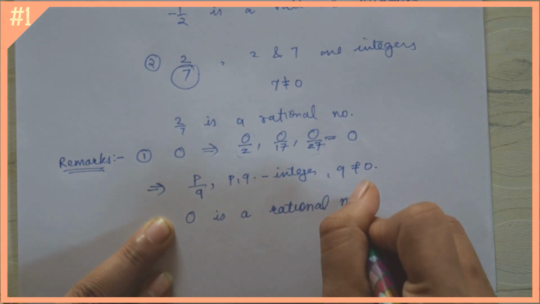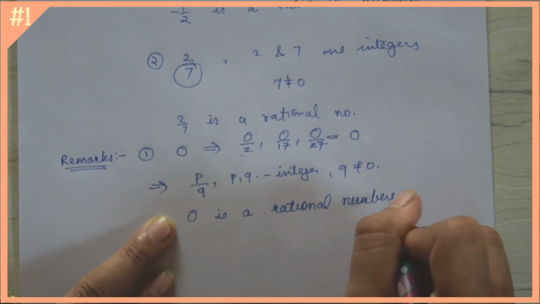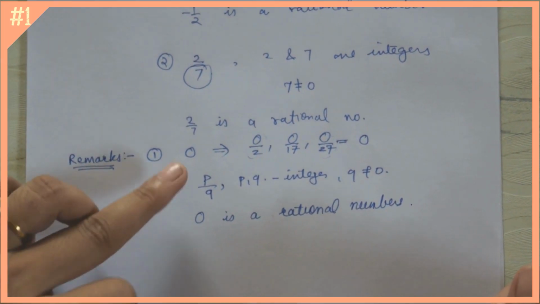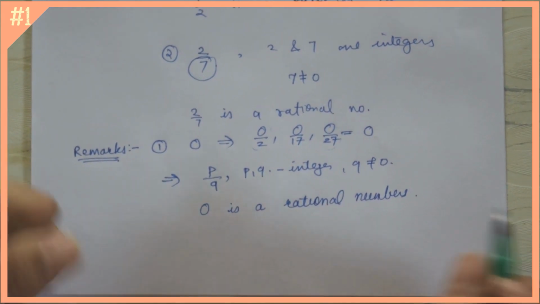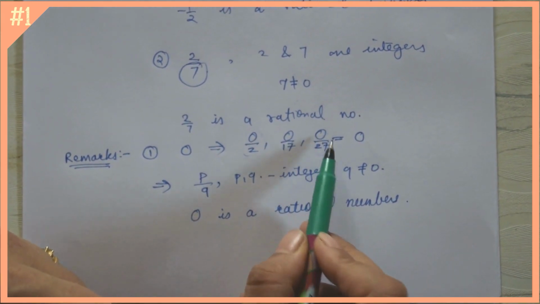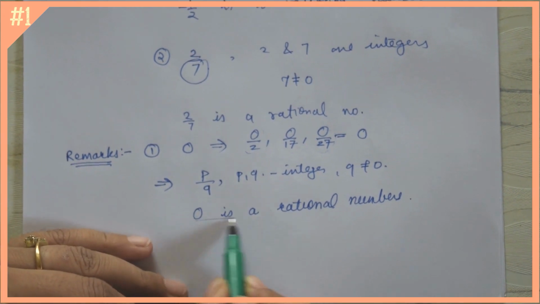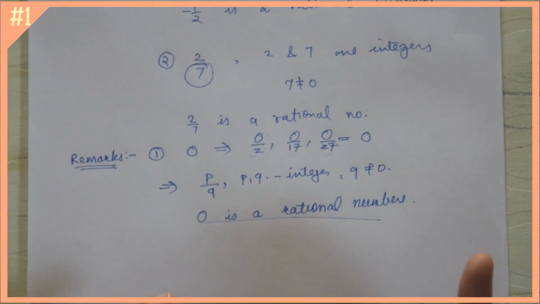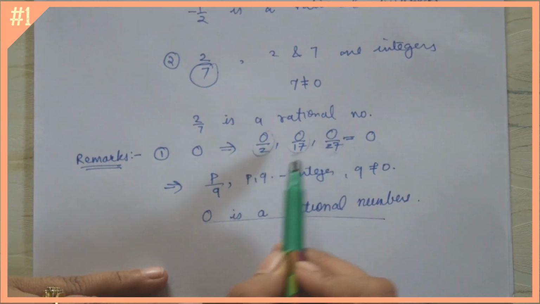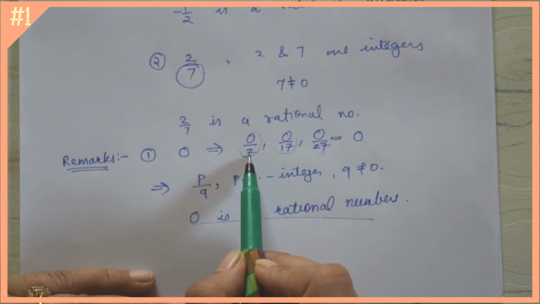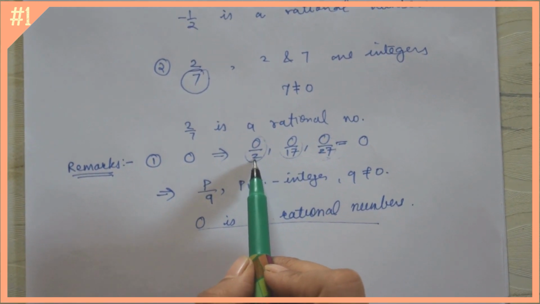So if you are asked a question in the exam, in objectives, whether 0 is a rational number or not, you should actually remember this. But if instead of 0 there is any other number, just check if you can write it in this form without the denominator being 0. You will have your answer.